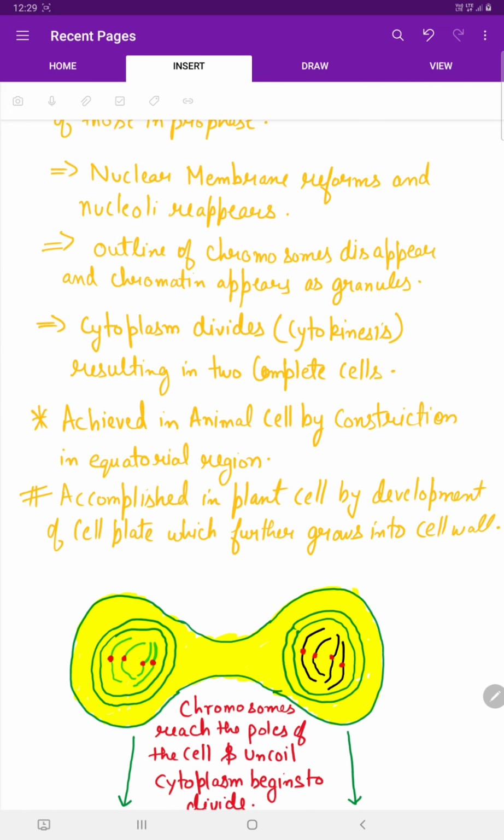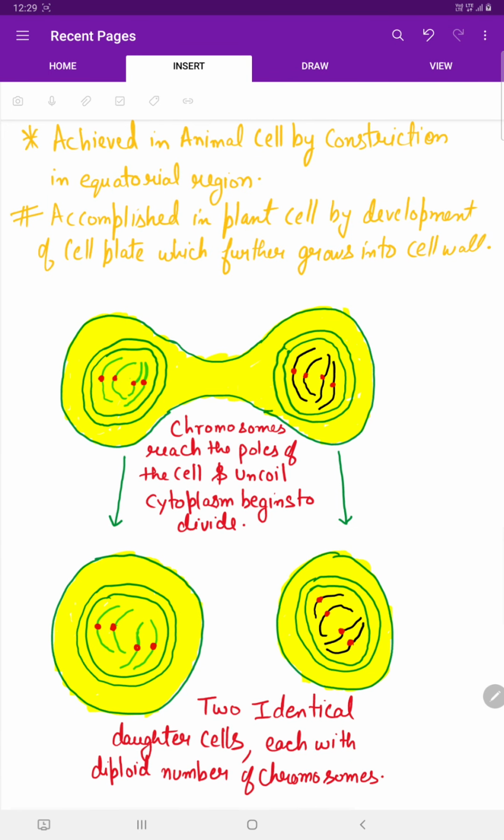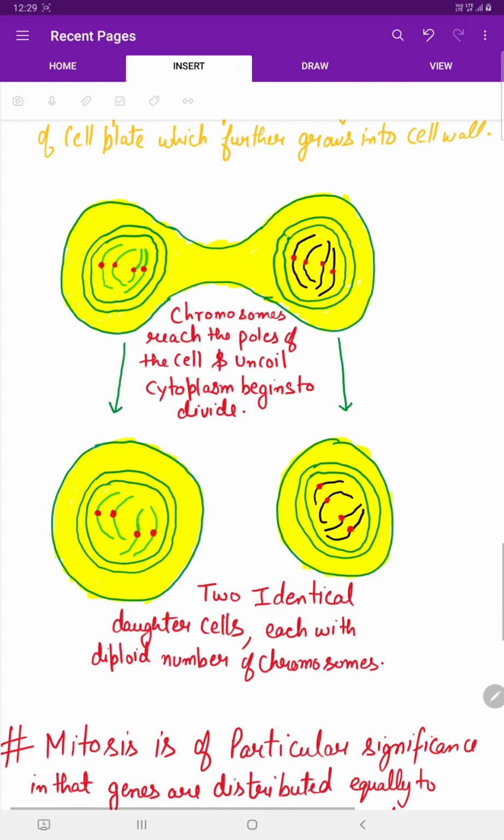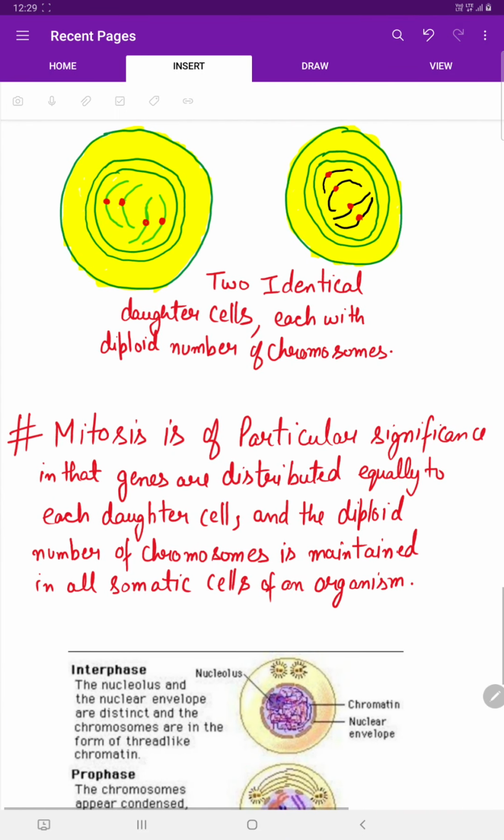So here in the figure you can easily see how these chromosomes reach the poles of the cell and uncoil, and the cytoplasm divides to form 2 different daughter cells. These are 2 identical daughter cells, each with the diploid number of chromosomes. Mitosis is of particular significance in that genes are distributed equally to each daughter cell and the diploid number of chromosomes is maintained in all somatic cells of an organism.